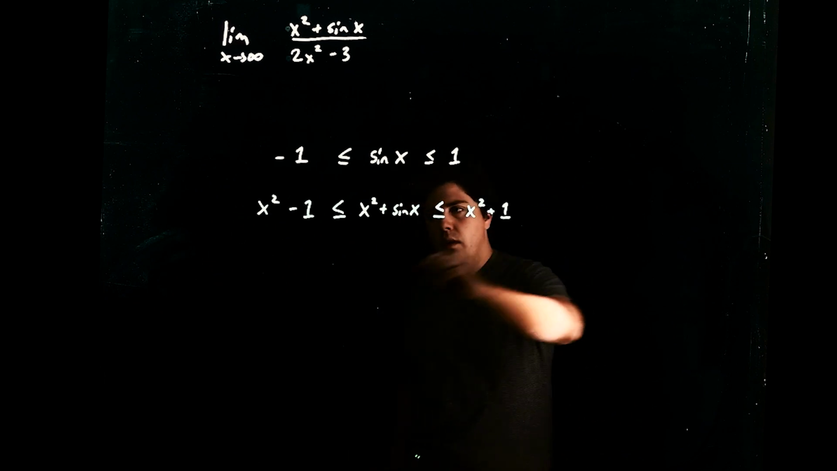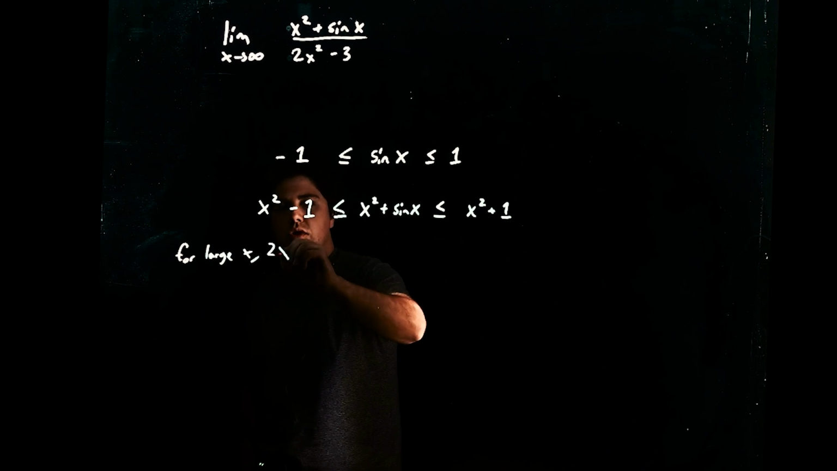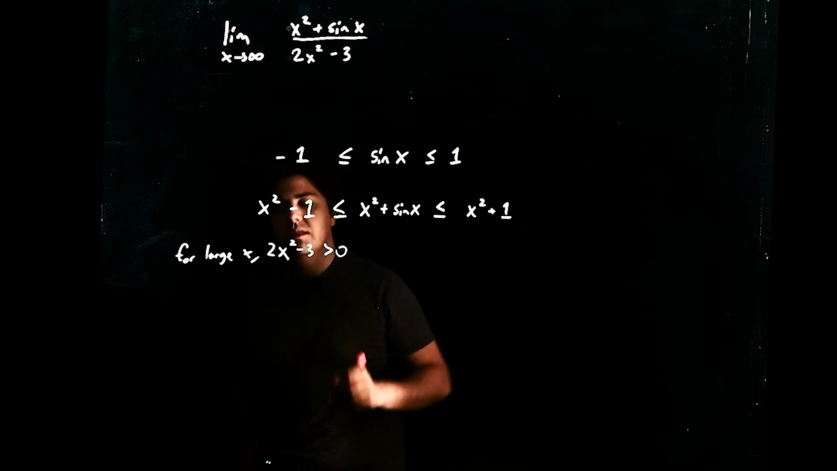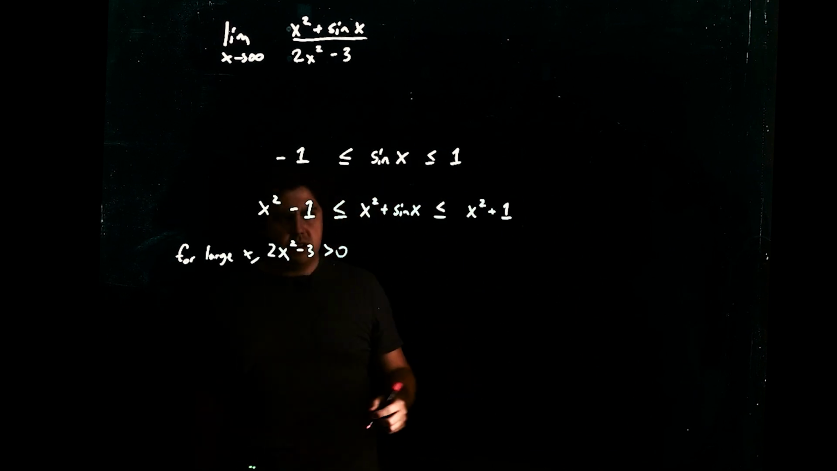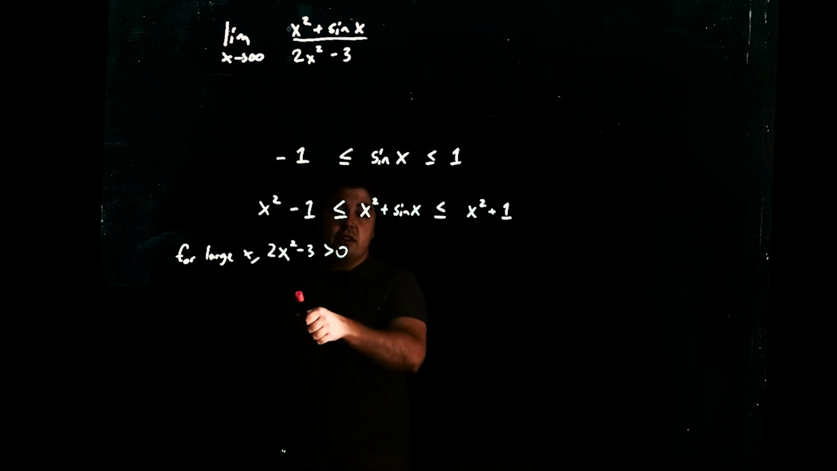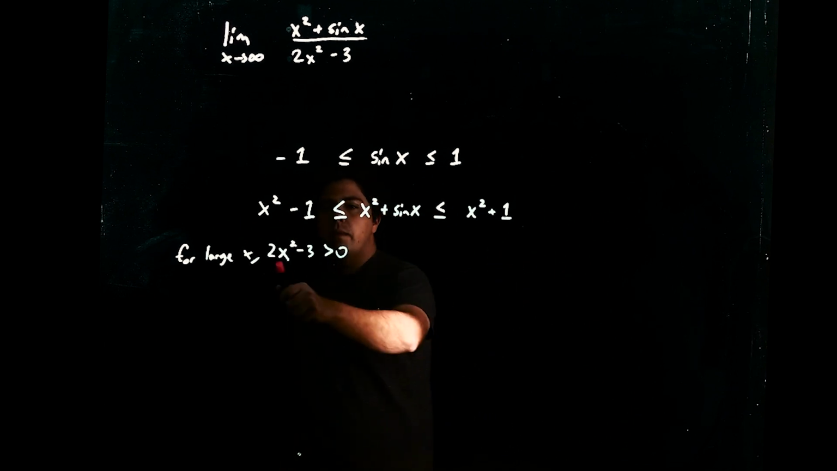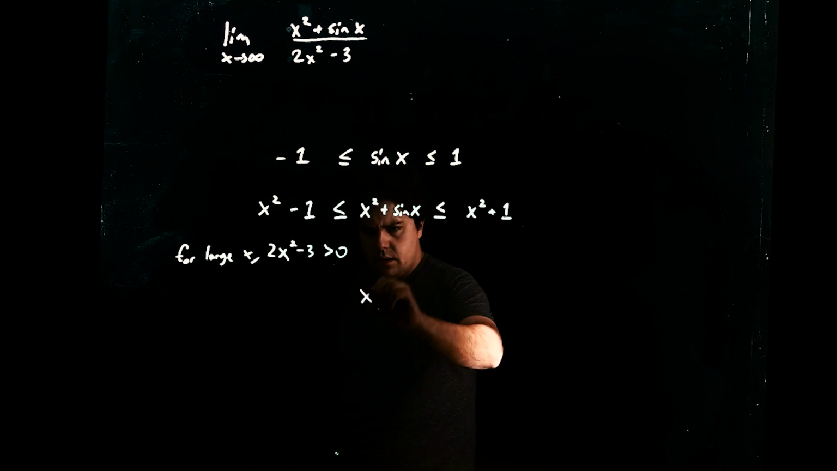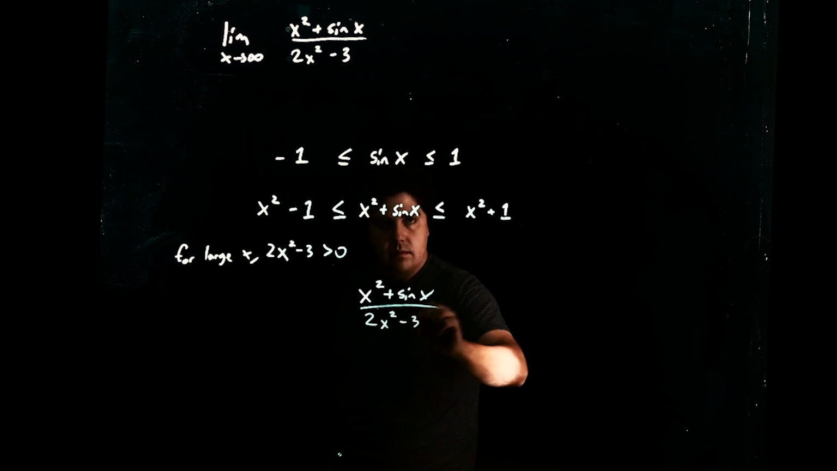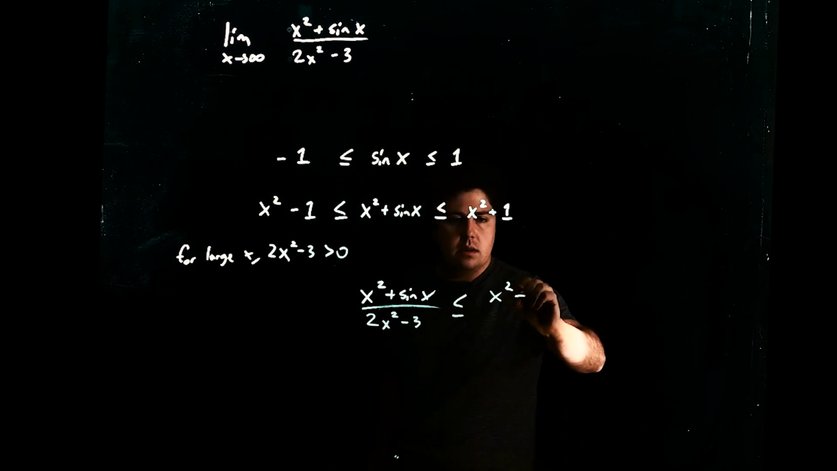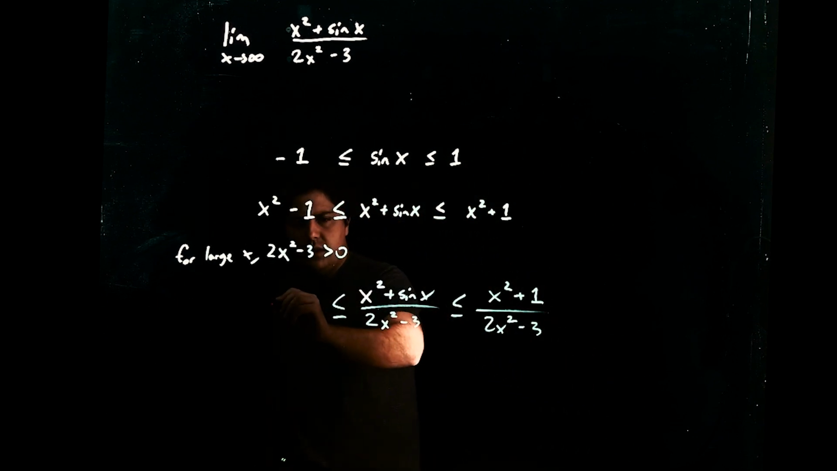So now note, for large x, 2x squared minus 3 is positive. You can take a quick graph of that, and you can see so long as x is very large, this is going to be a positive number. So assuming x is sufficiently large, which we can always do in this case, we can divide this whole inequality out by 2x squared minus 3 to get that this thing we want is less than or equal to this, and is greater than or equal to this.